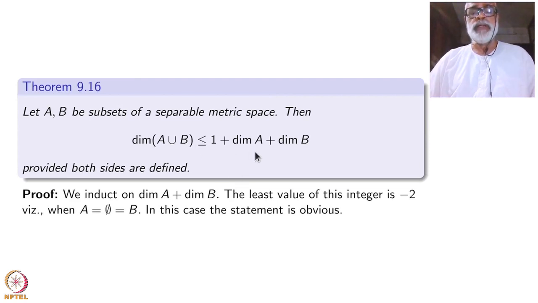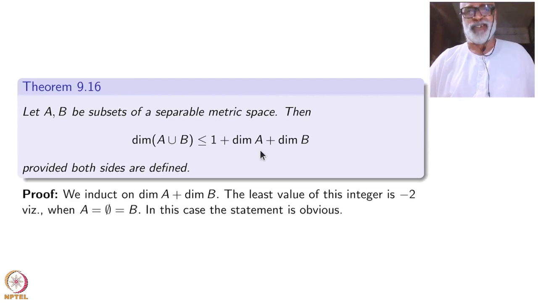Okay, let us do induction. Induction can work for finite cases only, right? On the sum, dimension of A plus dimension of B. The least value of dimension of A plus dimension of B, when both of them are empty, is minus 2, right? And if both of them are empty, the union is also empty. Minus 2 plus 1 is minus 1.